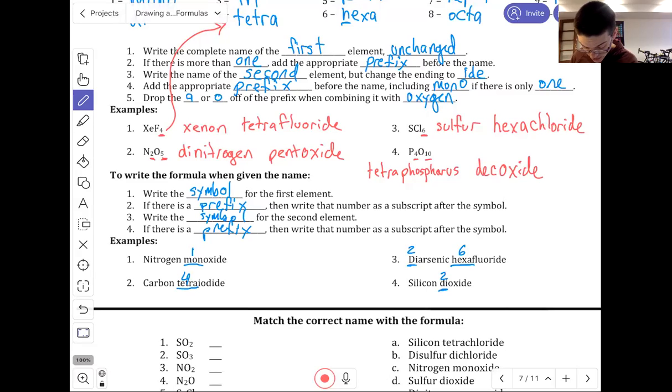So was there a prefix on nitrogen? No. So I don't write a number. It's just N. And then what element is this? Oxygen. And do I need to write a number 1? No, all right, because it's understood. So nitrogen monoxide is NO.